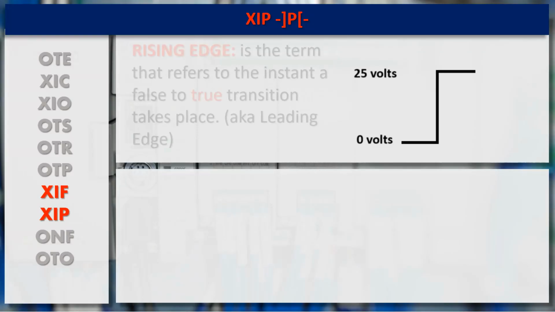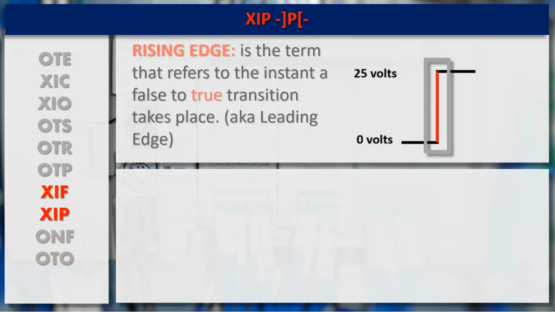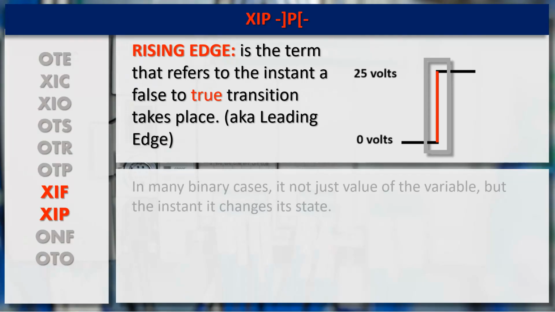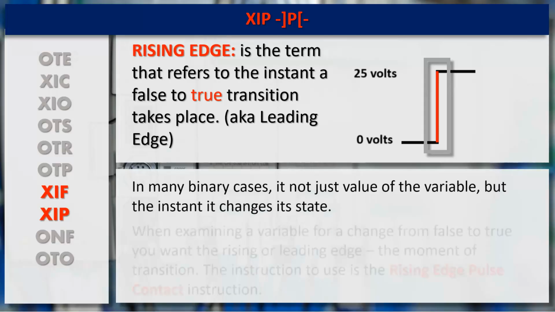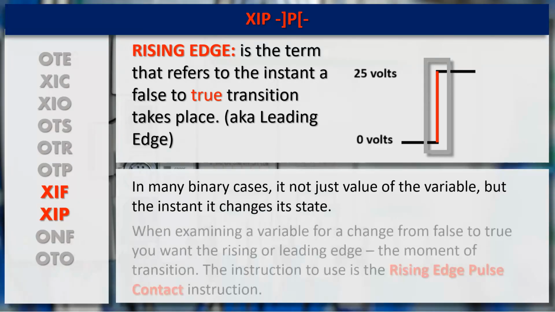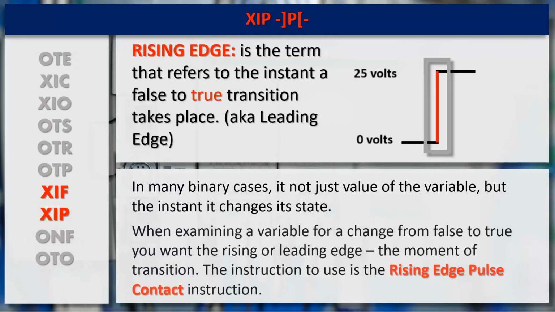Rising edge is the term that refers to the instant a false to true transition takes place. It's also known as the leading edge. In many binary cases, it's not just the value of the variable, but the instant it changes its state. When examining a variable for a change from false to true, you want the rising or leading edge, the moment of transition. The instruction to use here is the rising edge pulse contact instruction.